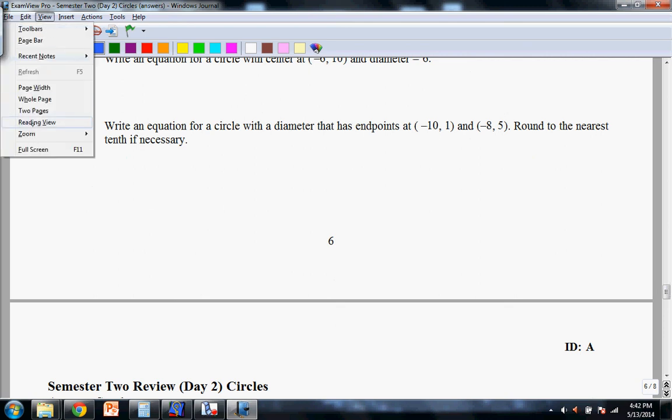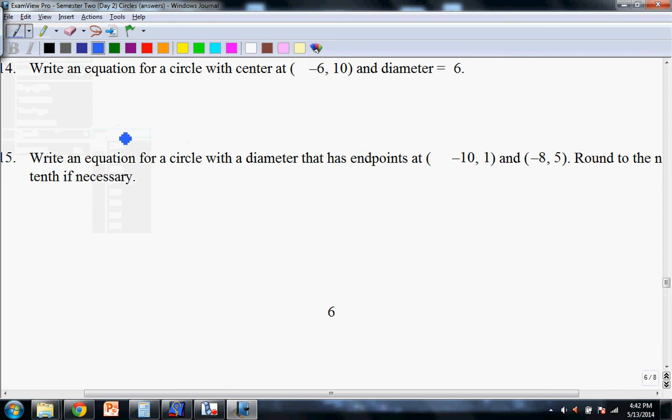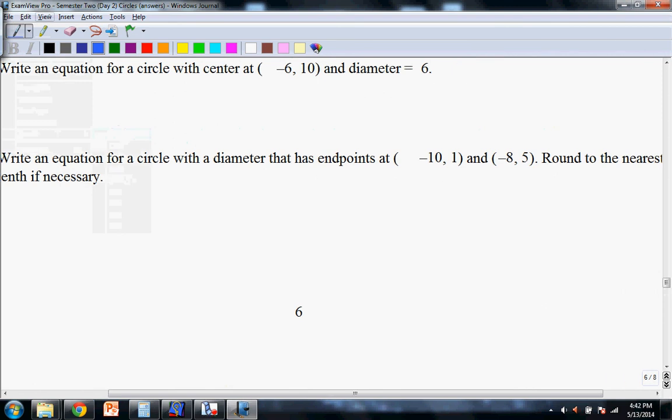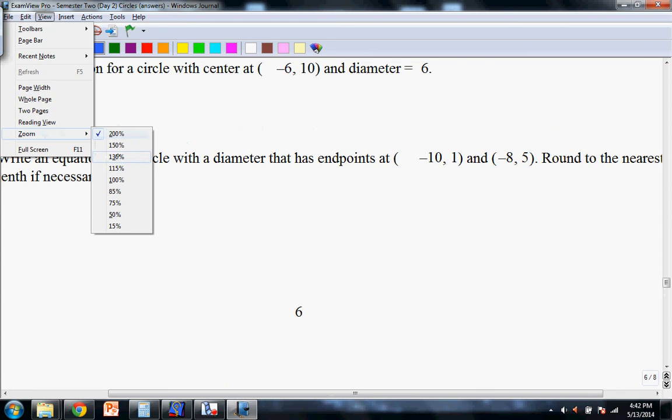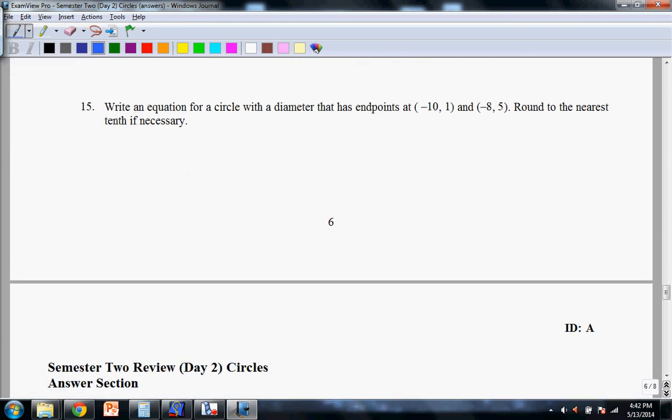Okay, number 15. Says write an equation for a circle with a diameter that has endpoints at -10, 1, and -8, 5. Round your answer to the nearest tenth. We're going to write an equation of a circle.